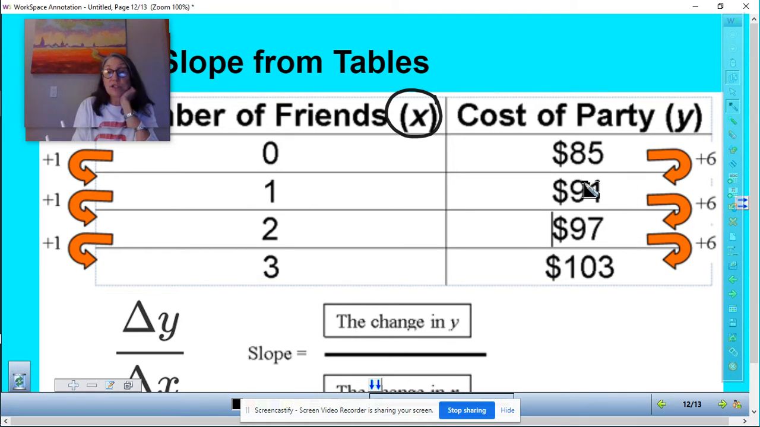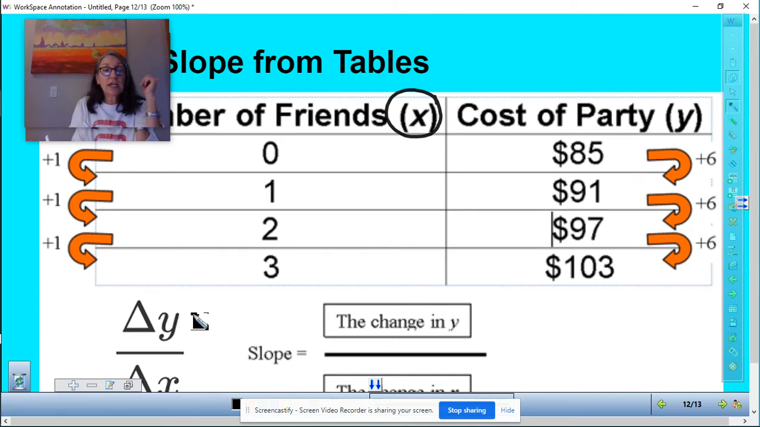If 1 person shows up, it's 91. If 2 people show up, it's 97. If 3, and so on. Maybe we're also buying a ticket. I don't know. Ticket to a movie or something. But look what we can do here.